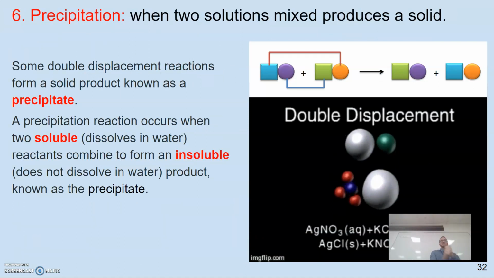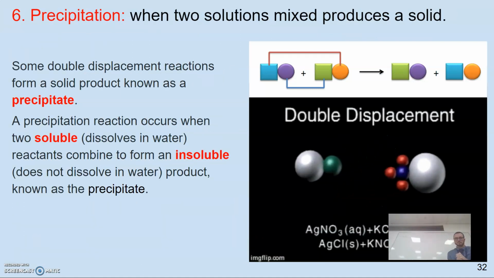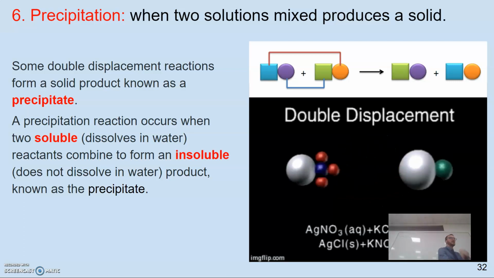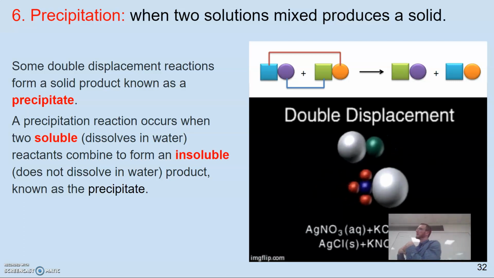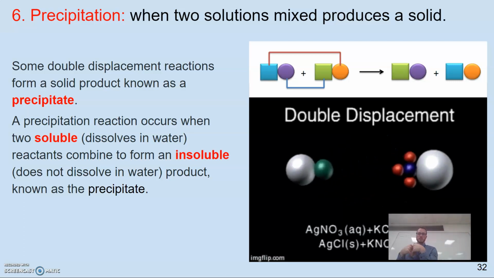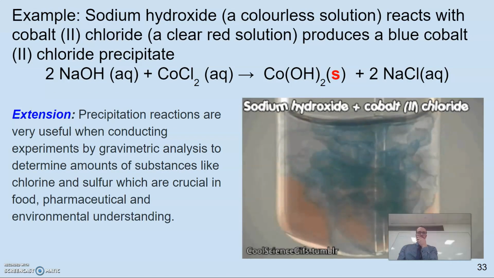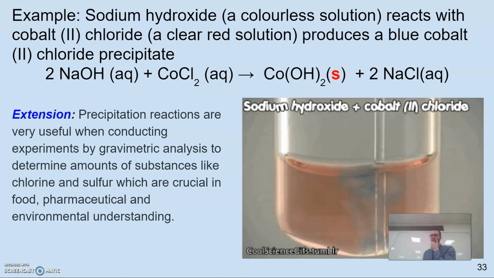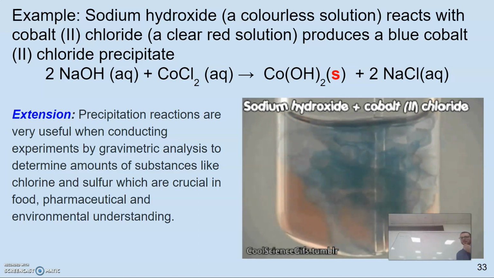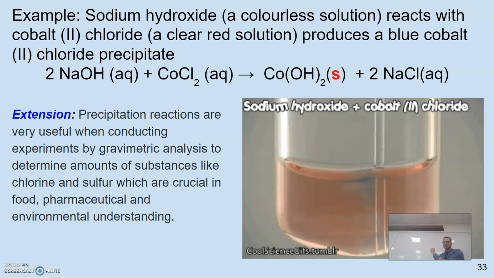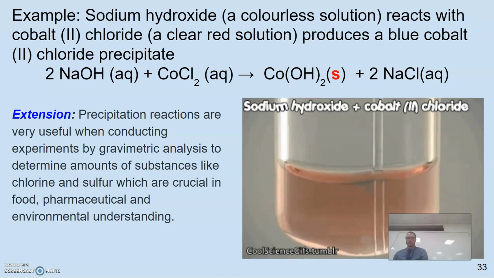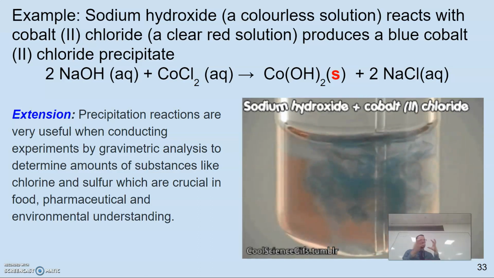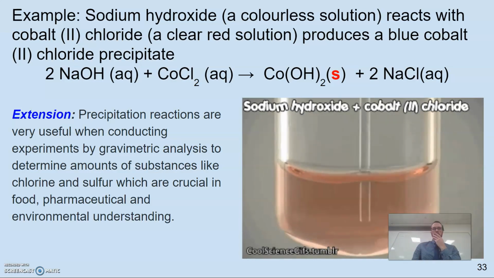So precipitation is a form of double displacement. Double displacements may occur without a reaction actually occurring if both of the possible products are soluble as well. There's another example, sodium hydroxide and cobalt chloride. Cobalt hydroxide comes out as a solid, as a blue, grey solid, and sodium chloride remains in the solution.